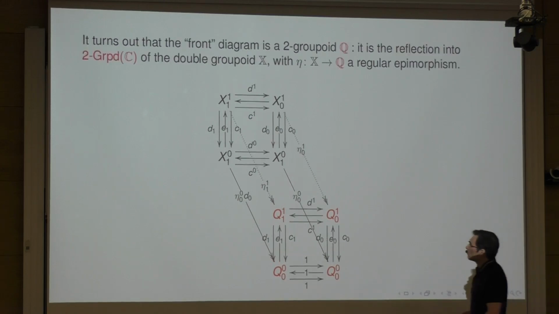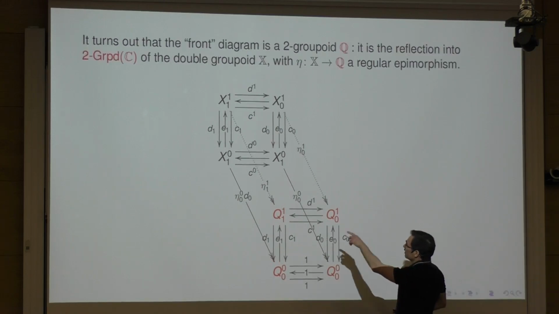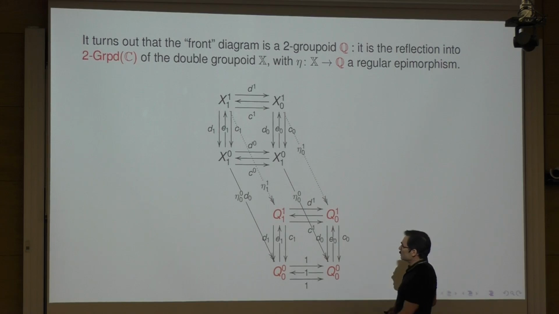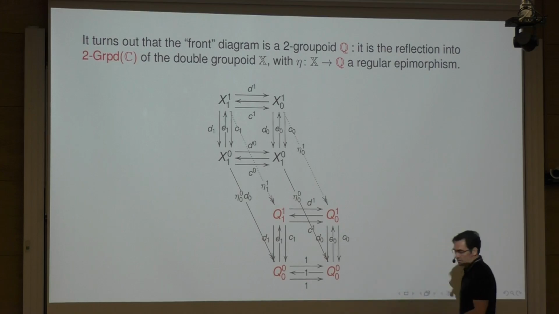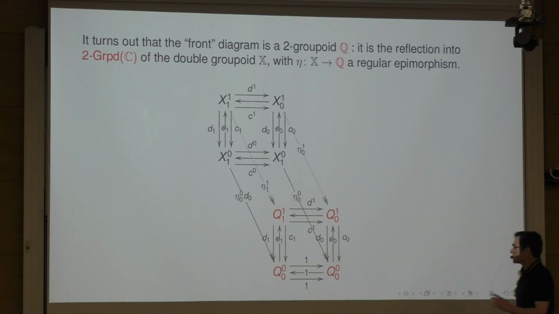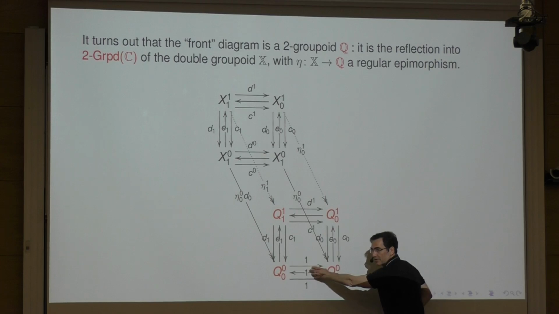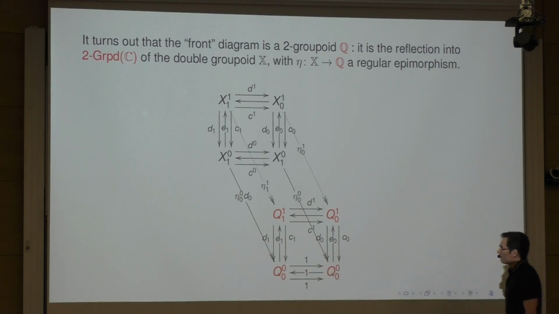And since each component of this eta, eta 0,1, and so on, is a regular epi, this double reflexive graph is underlying a unique structure of double groupoid, which is also a two groupoid, because here you see we have a discrete groupoid. And so this is the reflection. By construction, you see it's a regular epi-reflective subcategory, because you're just doing quotients, and it's obvious that it's closed under regular quotients inside double groupoids in C.